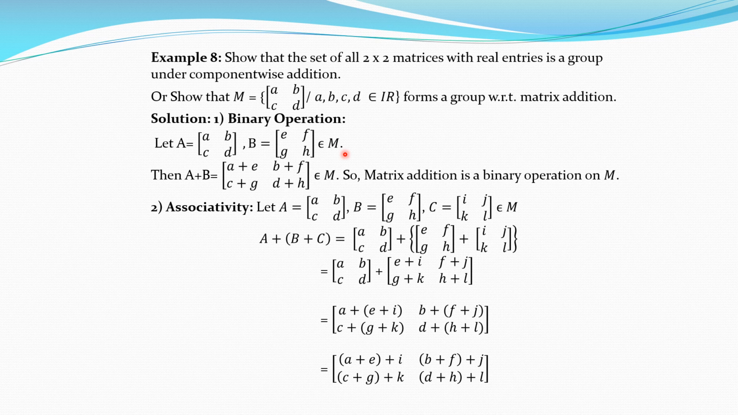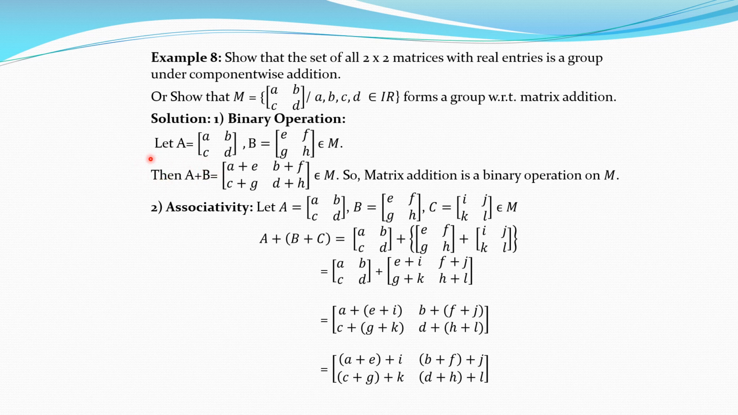and then we have to show that inverse exists for every element of M. Now to show that it is a binary operation, we consider two elements say A and B in M. As matrices are denoted by capital letters, here we are taking A and B as capital. So these are two matrices from M with real entries. Now A plus B, as it is component-wise addition, we add the first row first column element with the first row first column element of the second matrix. So A plus E. Similarly, component-wise addition gives us B plus F, C plus G and D plus H.